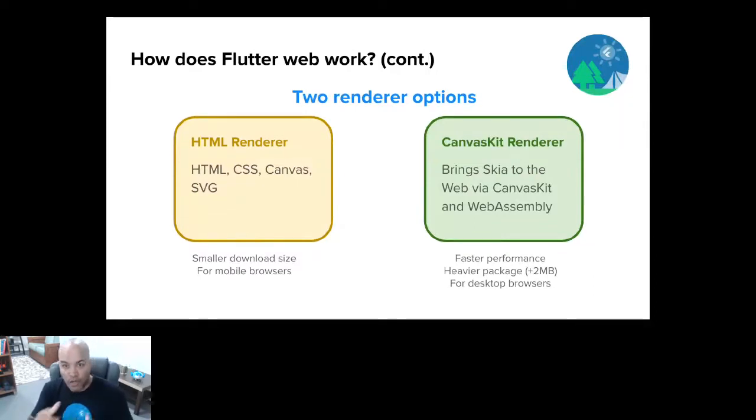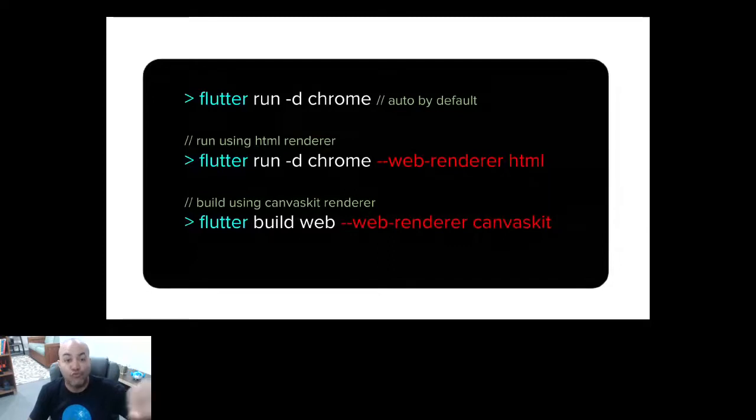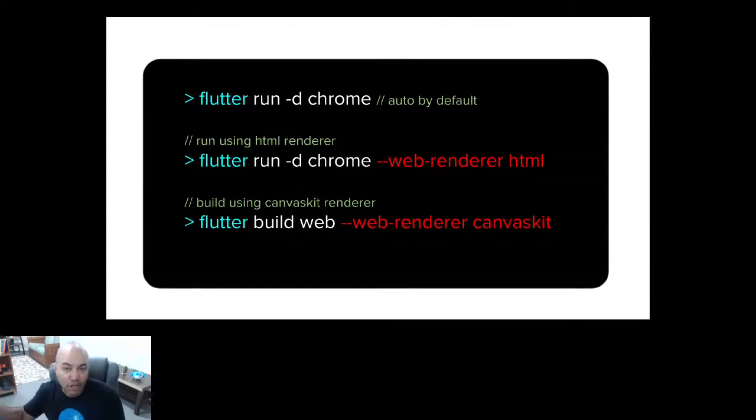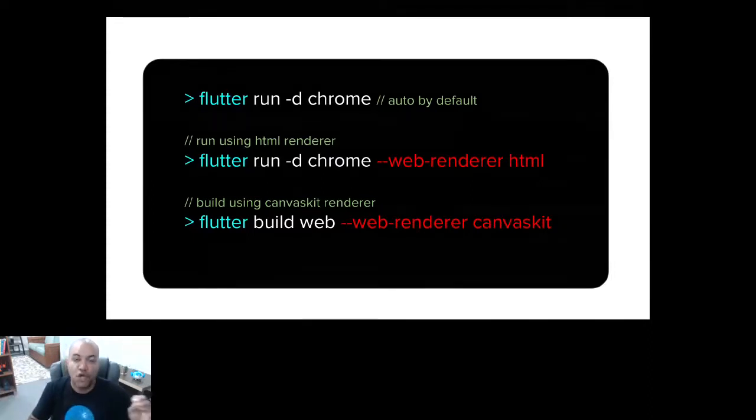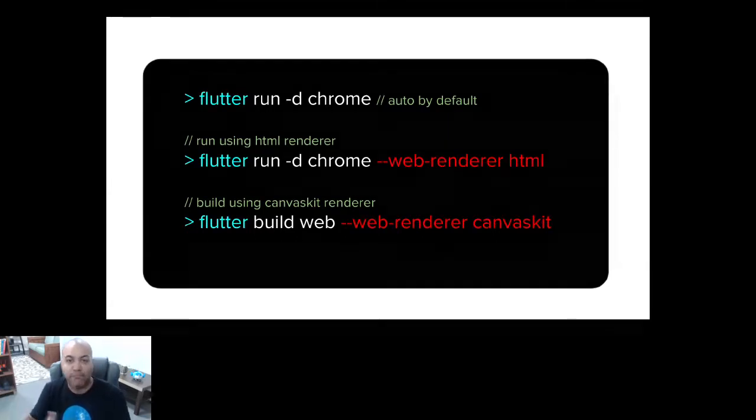So I'm going to show you a couple of applications that are built using the CanvasKit renderer. But I just wanted to show you the two differences, and you will see now what it generates at the end. So this is how you run your Flutter application. You say flutter run -d chrome, which means it's going to run your application in Chrome. While you're developing, you say flutter run -d chrome, and it just launches Chrome, and then you can just continue coding and build your application.